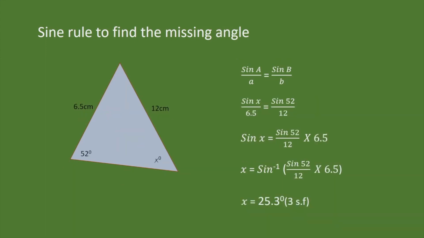Next, let us now see how to use the sine rule to find a missing angle. We have another triangle and in here we have 2 sides and 1 angle and we need to find x. So first, point 1, you remember that we need to mark the vertices and the sides. So I'm going to mark this as A and this as B and this vertex as C.